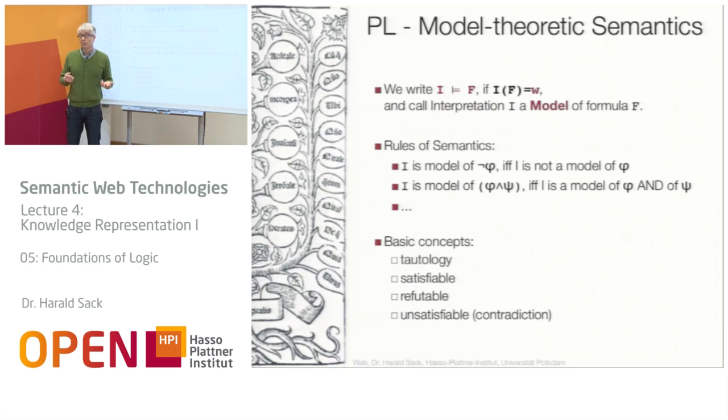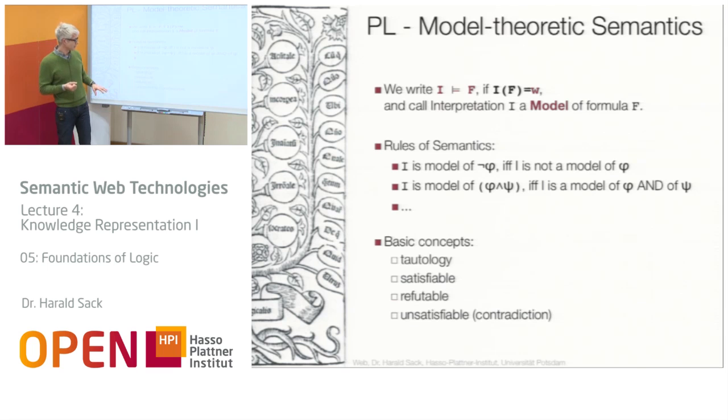And the rules for semantics are pretty simple. So I is a model of not F only then if I is not a model of phi. And I is a model of phi and psi only then if I is a model of phi and I is also a model of psi. And so on and so on. And these are the rules then for the semantics.